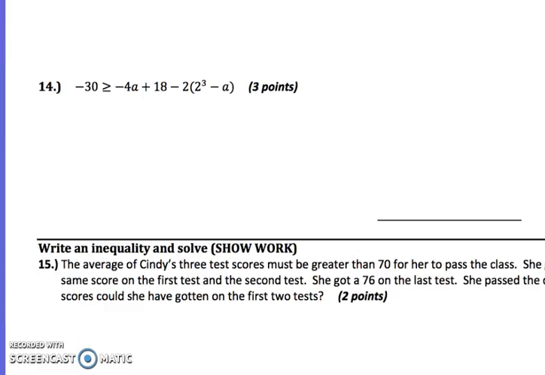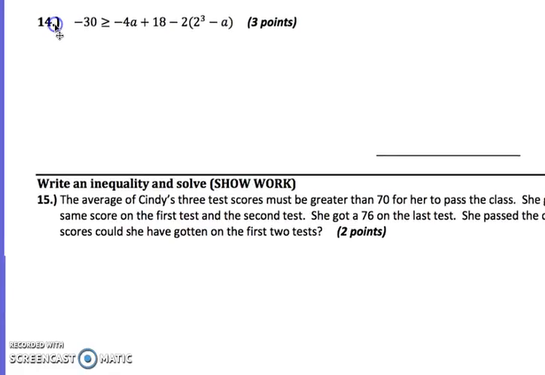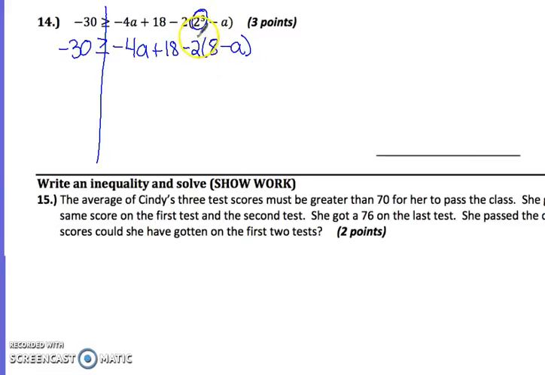All right, number 14. -30 is greater than or equal to -4a plus 18 minus 2 times the quantity 2 cubed minus a. We have a lot of simplification on the right-hand side. So I drew my line to help myself out. I first did 2 cubed, because remember you're doing PEMDAS when you're simplifying. So you want to do inside first. So -30 is greater than or equal to -4a plus 18 minus 2 times the quantity 8 minus a. Oh, well now we can distribute.